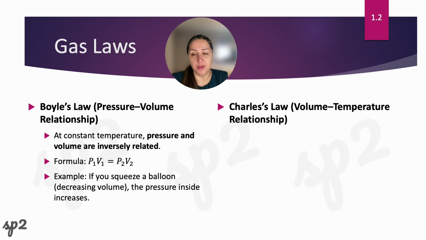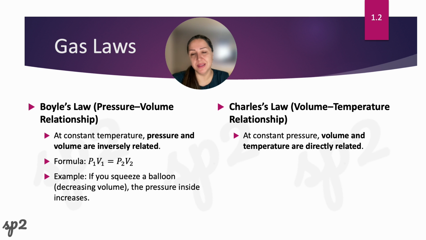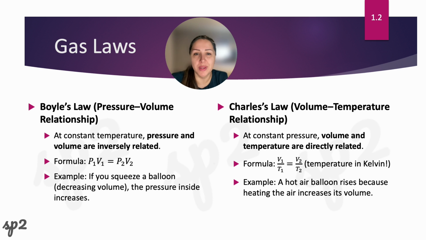Okay, then we have Charles's law, which is the volume-temperature relationship. This is the case where I have a constant pressure, and the volume and the temperature are directly proportional. What does directly proportional mean? That means if you increase one of them, the other one has to go up as well. They go up together or down together, right? The formula is V1 over T1 equals V2 over T2. A very cool example is a hot air balloon, which is always going to rise because heating the air is going to cause the volume of the balloon to increase, right? Okay, cool.